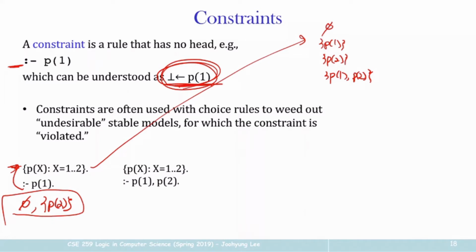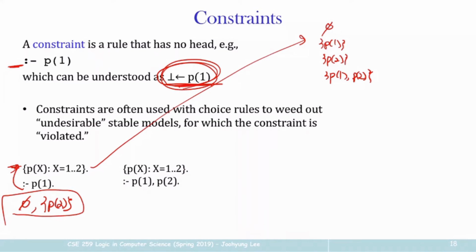The answers are actually very diverse, so there's no need to look into this. So let's do this together. The last rule is saying that if the stable model satisfies both P1 and P2, this violates the constraint. So among these four stable models, which ones are violating the last constraint? Only the last one.